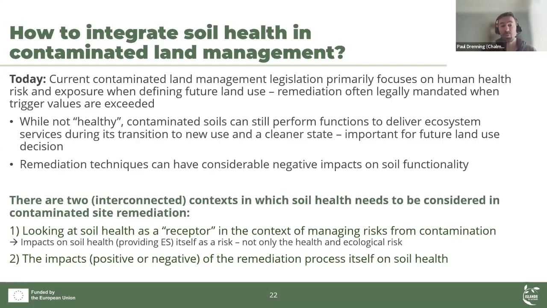Also important to note is that remediation itself and specific techniques can have considerable negative impacts on soil functionality, which is something we looked at in more detail in this project. But thinking specifically about integration, there are two contexts for thinking about soil health in contaminated land management and remediation. As Virginie was talking about, one is thinking about soil health itself as a receptor and considering the risk to soil health from the contamination and from the remediation itself. The other is thinking about the impacts of the remediation process. Can you go to the next slide, please.